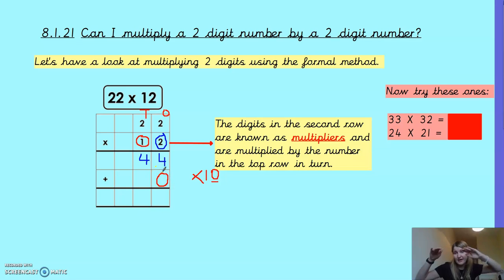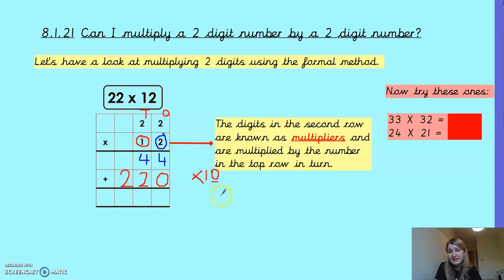Whenever you're multiplying by a tens, you put the 0 here to hold the place. It's going to make your answer 10 times bigger. All right, so I've got 10 times 2 equals 2 tens in the tens column. 10 times the 2 there. Again, the 1 times 2 is going to equal 2.